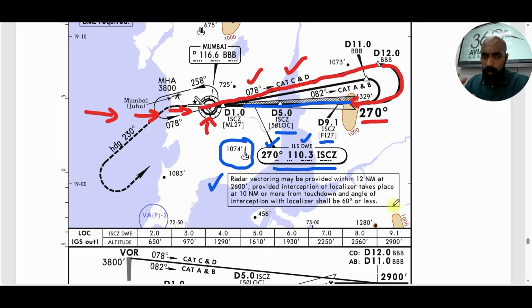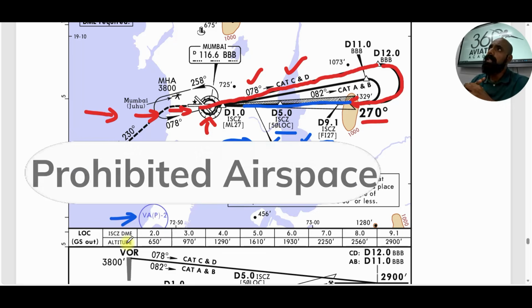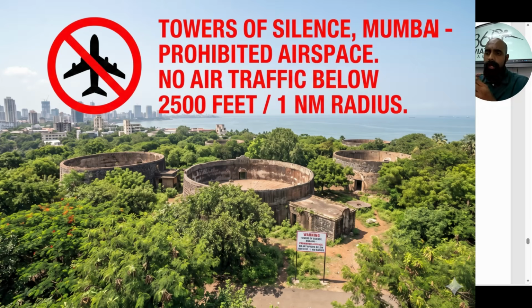Obviously, this changes from chart to chart. So in this particular case, for this particular airport, this is the instructions. Finally, of course, this VAP2, that is your prohibited airspace in Mumbai, South Mumbai. You have the towers of silence. That is a prohibited airspace. You cannot fly over that, and therefore they have designated it.